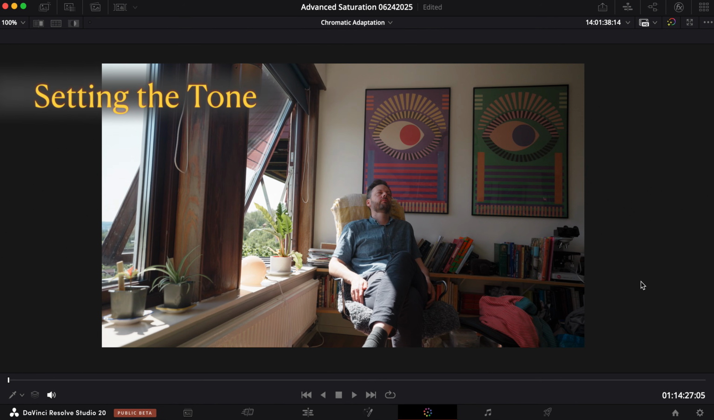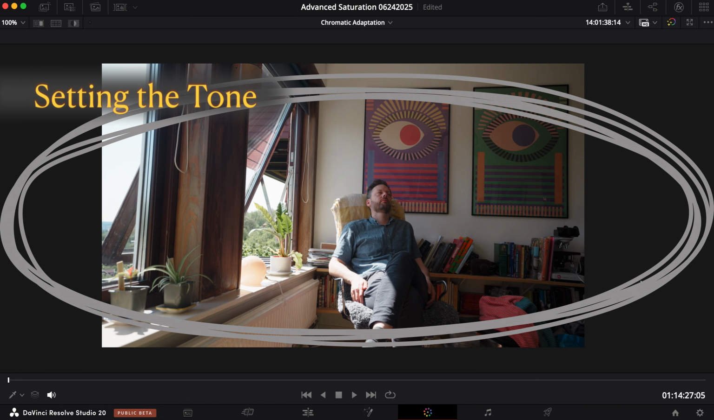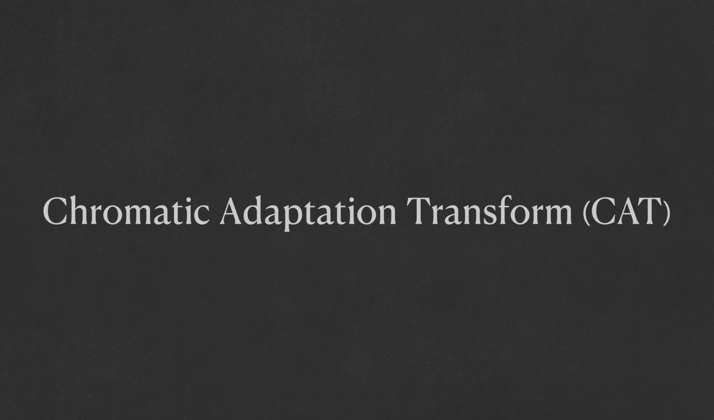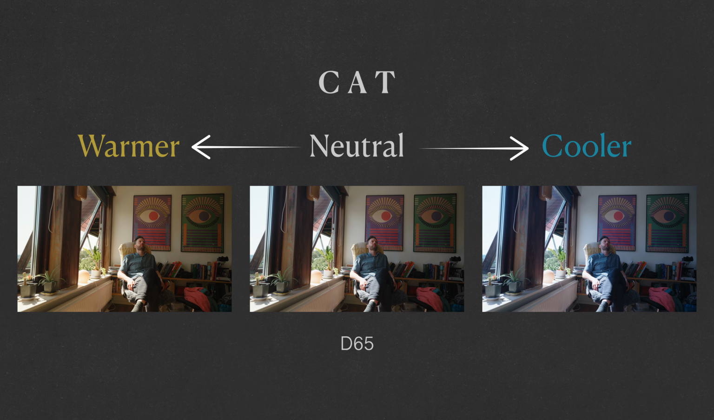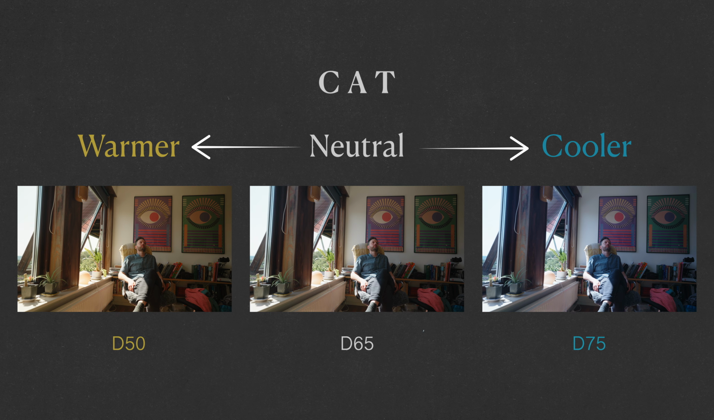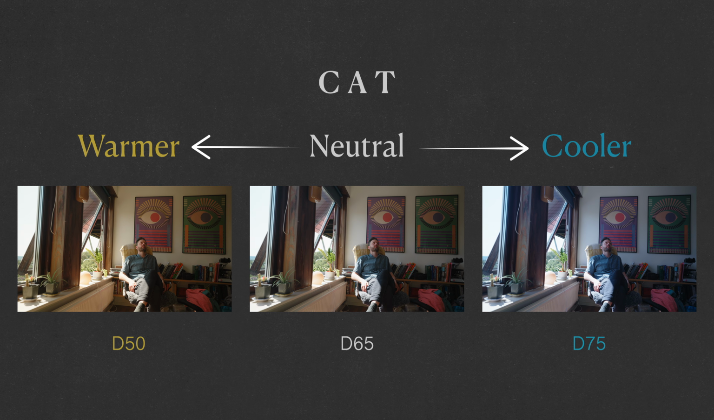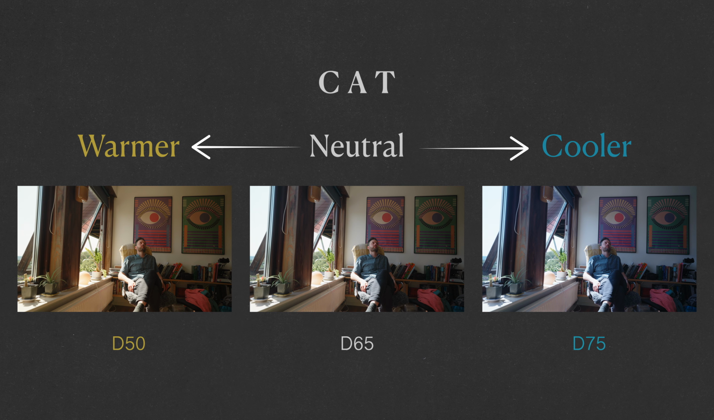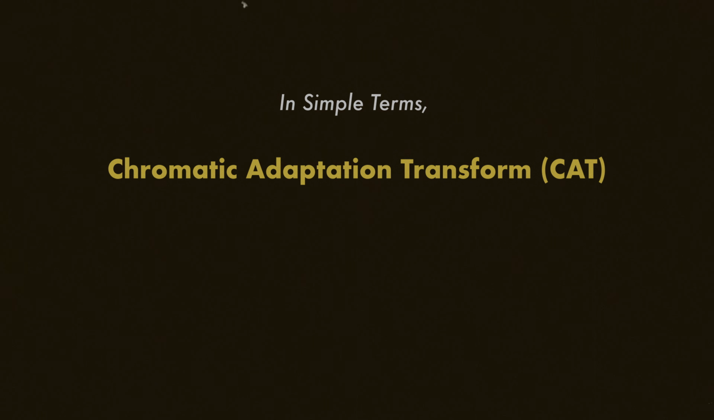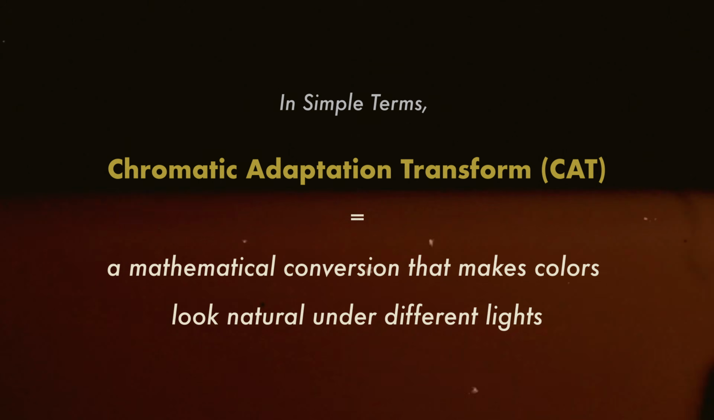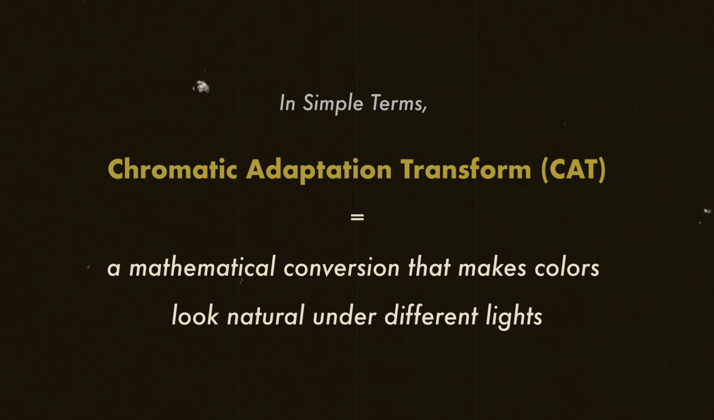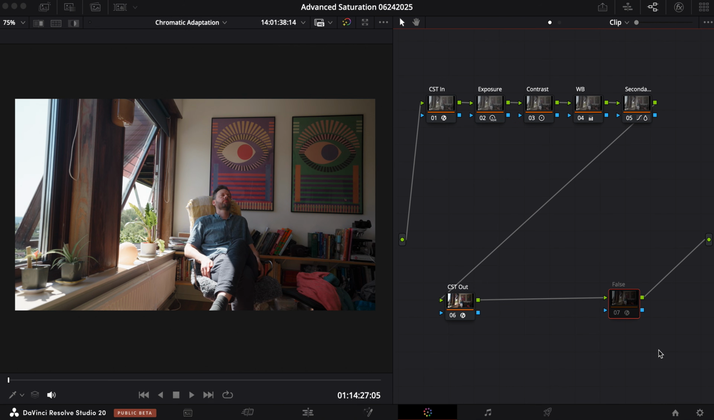Now that you have a clean base, we're going to first set the overall tone of your shot using a powerful tool called Chromatic Adaptation Transform. Depending on your narrative, you can quickly and safely adapt your footage to a cooler or warmer white point to evoke a specific mood or time of day, but do so in a perceptually consistent manner. Basically, a chromatic adaptation transform is a mathematical conversion that makes colors look natural under different lights, just like your eyes do. Let's take a look at this example.